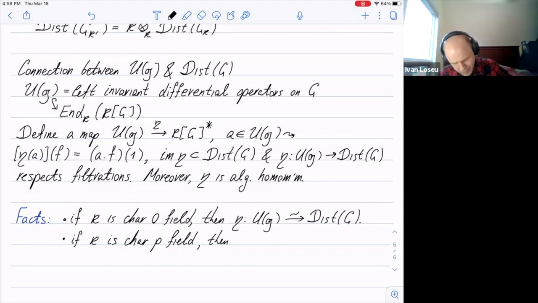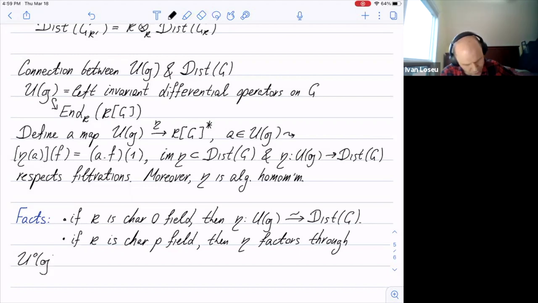So then eta factors through the embedding from U_0 G into Dist of G. So the image is very small. So both of these algebras are infinite dimensional and the image is finite dimensional.